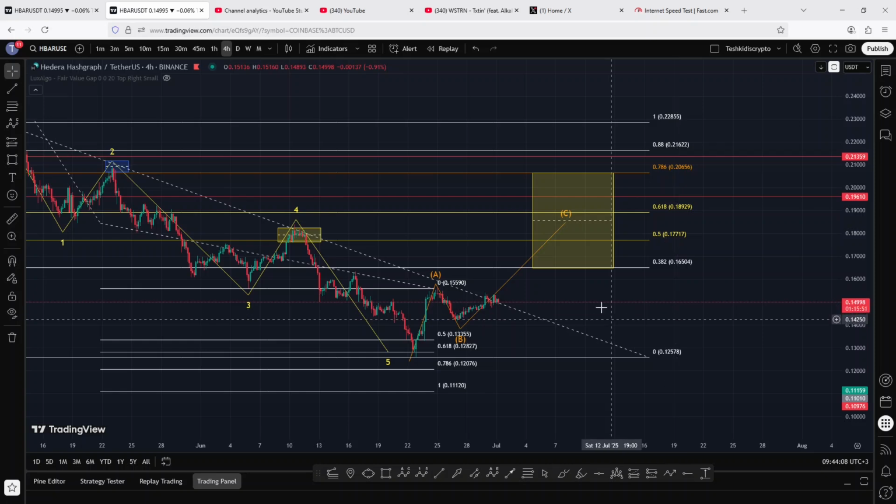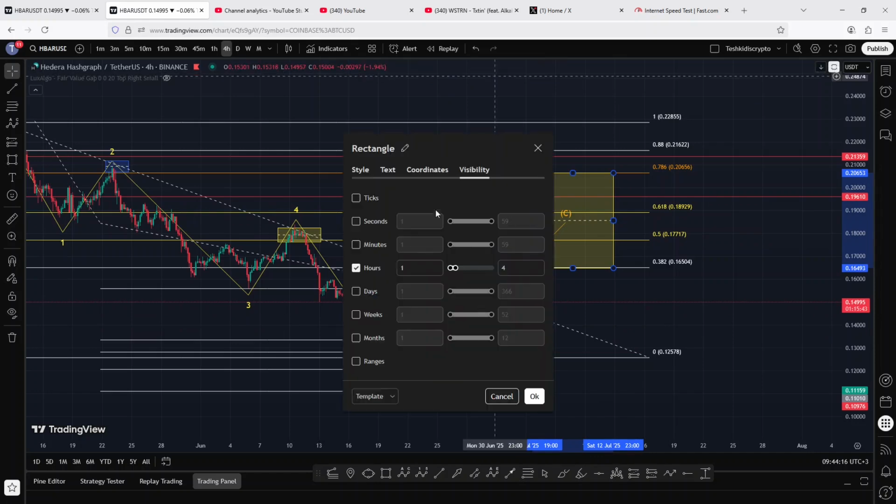And that is all that I'm expecting here on the Hbar chart, in the short term and also in the long term. Let us be patient and see how that plays out, and that will ensure you stay up to date.